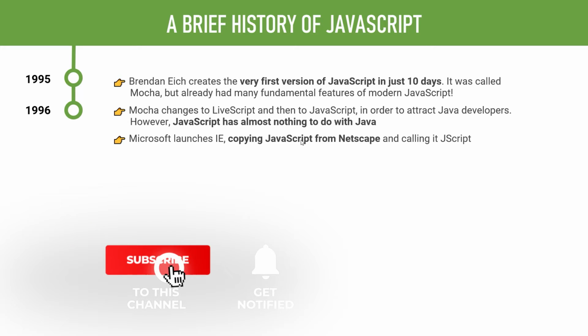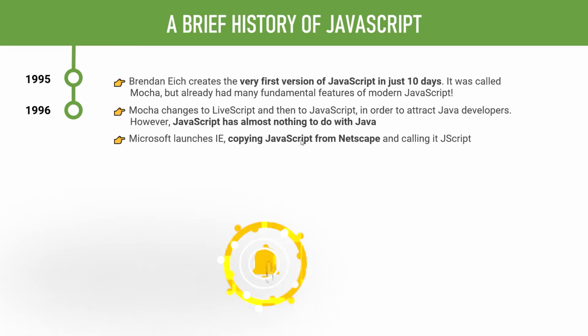And in 1996, Microsoft launched Internet Explorer, which basically copied JavaScript from Netscape, but they called it JScript for a legal reason, because you actually cannot just go around and copy other people's programming language. Now, what this means is that we now have two very similar but competing languages, which of course is never a good idea in the long run.